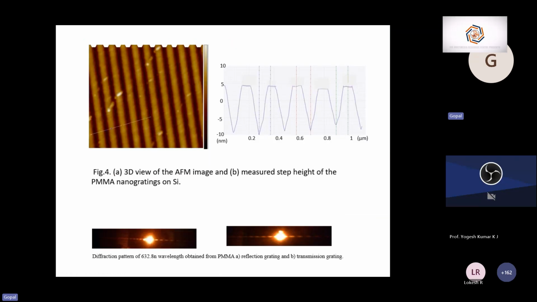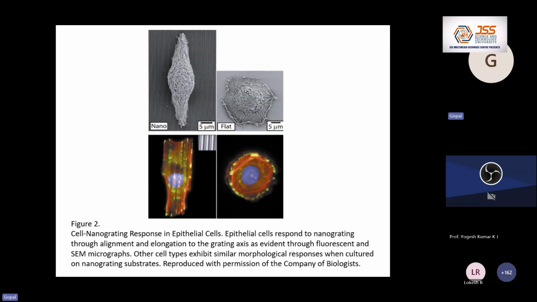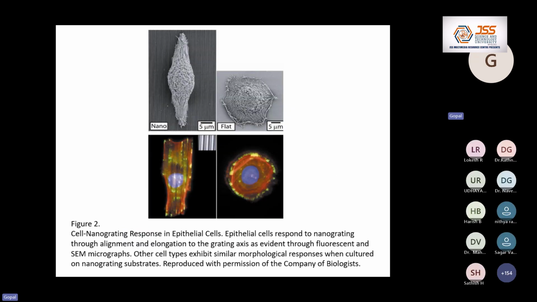And so this is all the characterization techniques. Why we did it? This is not our cells. When you have biological cells, they normally fold. Suppose you want to see a cell in a planar structure, it is very difficult. But if you make nanostructures with the biocompatible material, then if you put the cells on this structure, the cells will follow the nanostructures.